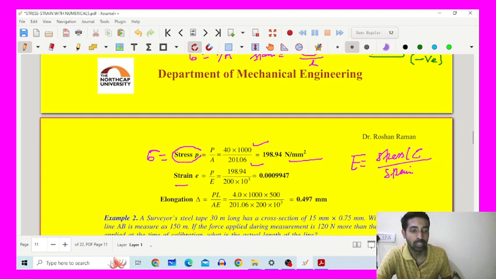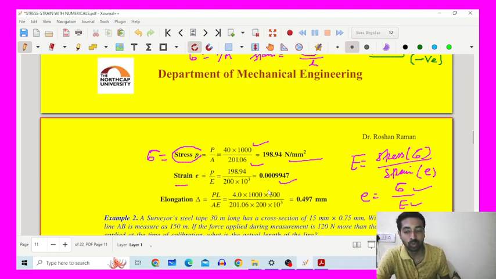So sigma upon strain, where the strain is termed as small e. So strain equals sigma upon modulus of elasticity. Sigma is given and modulus of elasticity is given, so we can find the value of strain. It does not have a unit, and it comes out to be 0.000994. You can also cross verify with your calculator results. And the next thing is elongation.